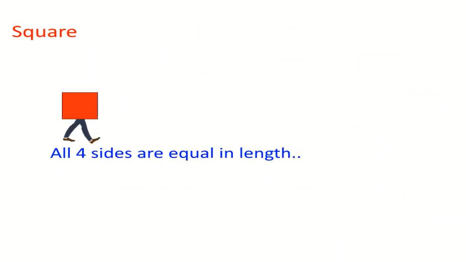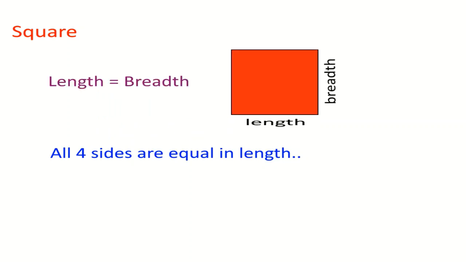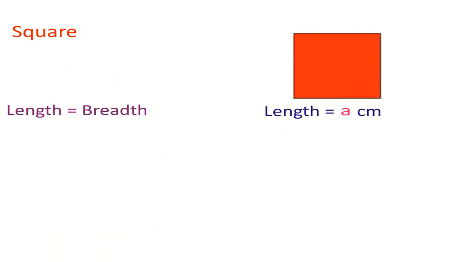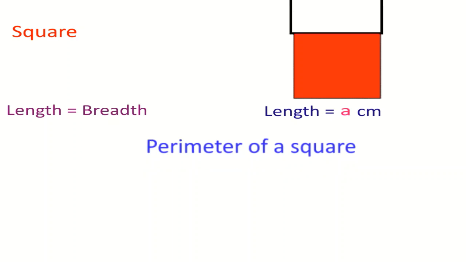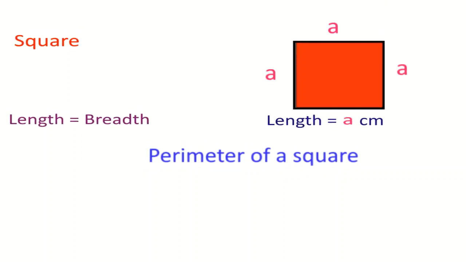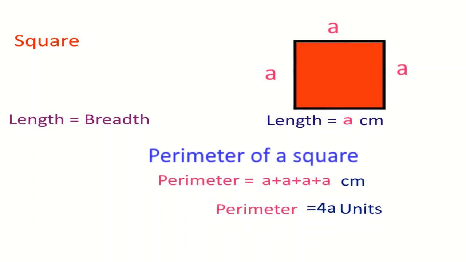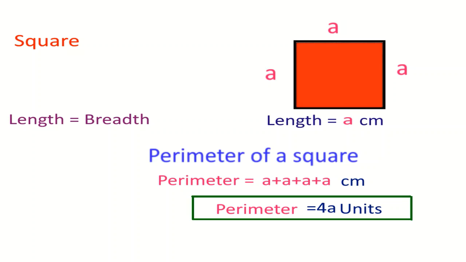Now we can look at the next 2D shape, square. A square is a 2D shape having all 4 sides equal in length. That is, length equals breadth. Let's take the length of one side as A. We can now look at how to find the perimeter of a square. We know that the perimeter is the total border length of any shape. So the perimeter is A plus A plus A plus A centimeters. That equals 4A. So the formula to find the perimeter of a square is 4A units.